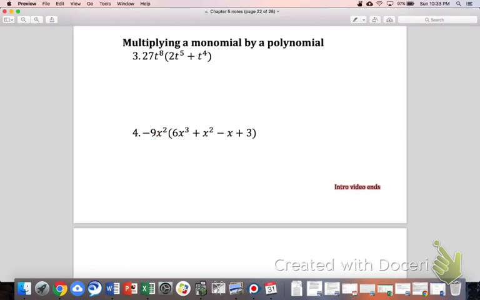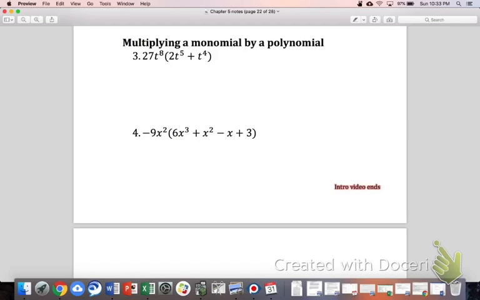All right, in our first two examples, we looked at how to multiply a monomial times another monomial. In examples 3 and 4, we're going to be multiplying a monomial times a polynomial, so perhaps more than one term. Number 3 should look pretty familiar to you. Number 3 hopefully looks like the distributive property, and that's really what this is.